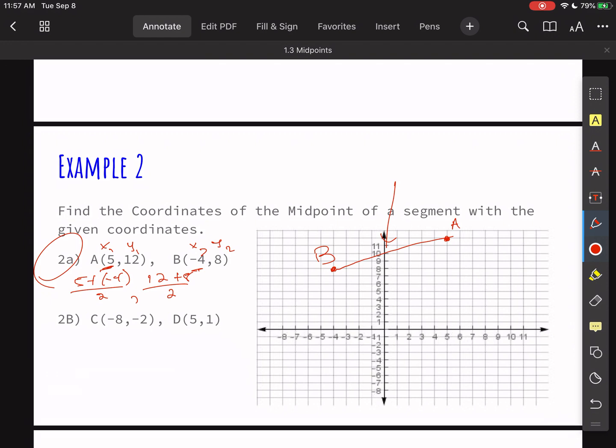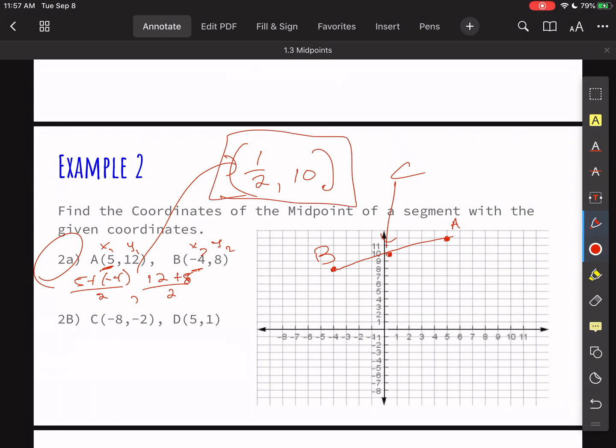When I do this, 5 minus 4 is 1, so I'm going to get 1/2, and then 12 plus 8 is 20. 20 divided by 2 is 10. So my coordinate of the midpoint is simply (1/2, 10). Let's see if that makes sense. (1/2, 10) is right here, and that appears to be on that line. We can call that midpoint, maybe point C. You don't have to do that, but this is your answer.